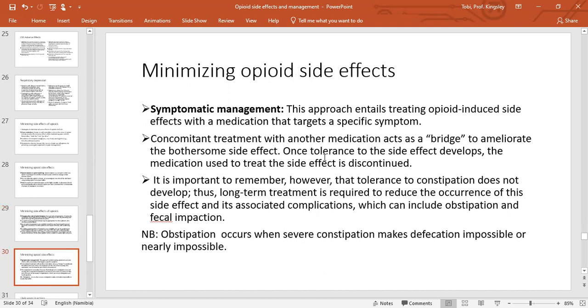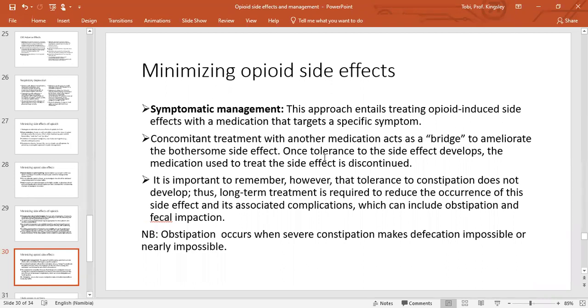The last but not the least is symptomatic management. Now, a patient has developed the adverse effect. How do you go about it? You treat the opioid-induced side effects with medications that target that specific symptom. For instance, the patient has pruritus. You want to give medications that treat pruritus, not that you want to treat pruritus and treat other things in addition. Concomitant treatment with another medication may act as a bridge to ameliorate the bothersome side effect of opioids. So once tolerance to the side effect develops, the medication used to treat the side effect is discontinued.